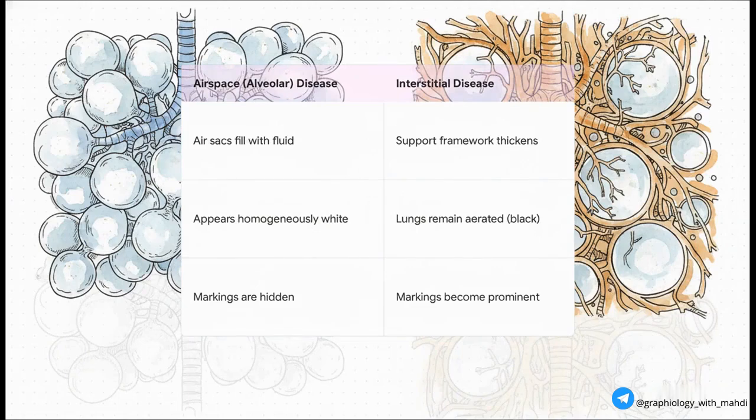In airspace disease, the tiny air sacs, the alveoli, fill up with something like fluid or pus. This makes that whole part of the lung look solid white, and it actually hides the normal lung markings. On the other hand, in interstitial disease, the problem is in the supporting tissue, the interstitium. That tissue gets thick, which makes the normal lung markings look way more prominent and busy. But the air sacs are still full of air, so the lung itself still looks black overall.